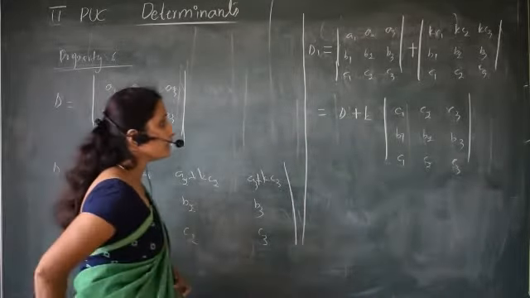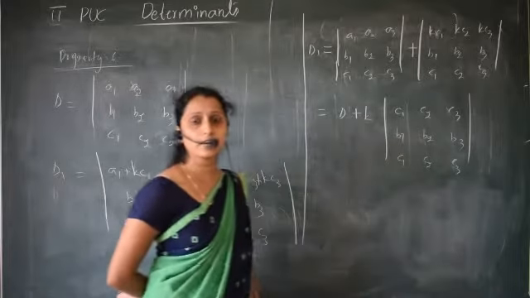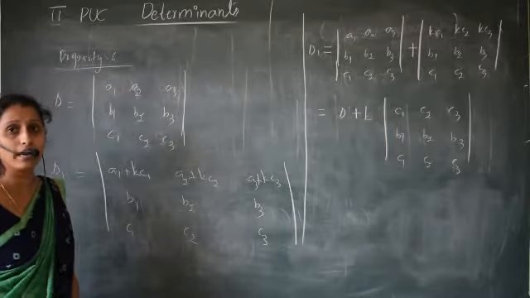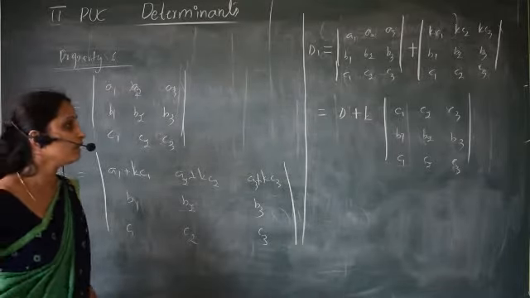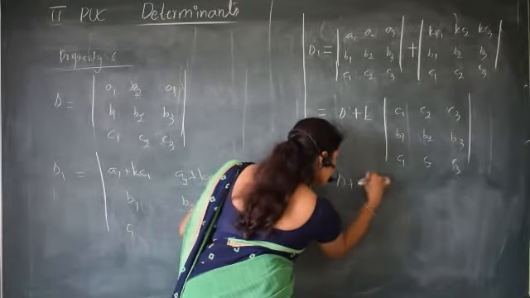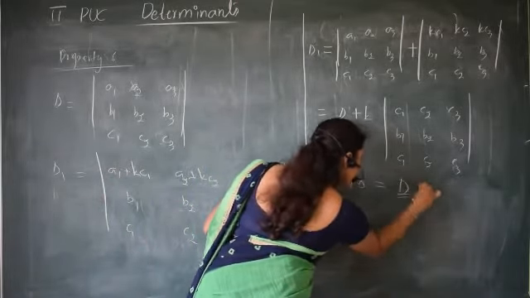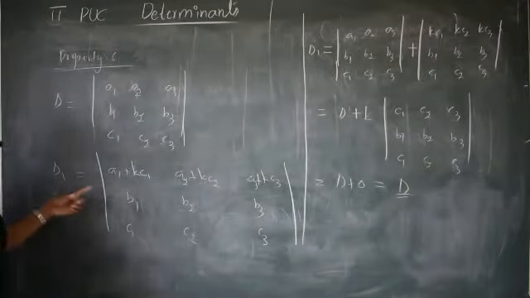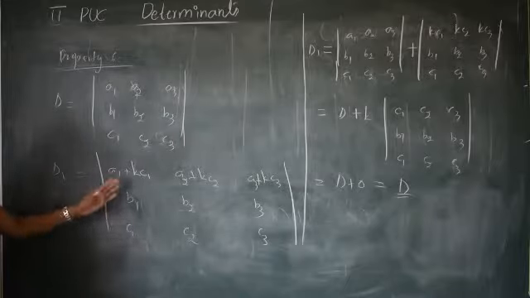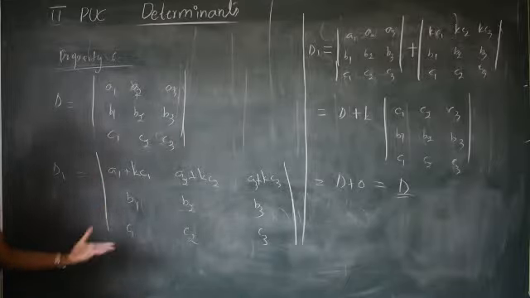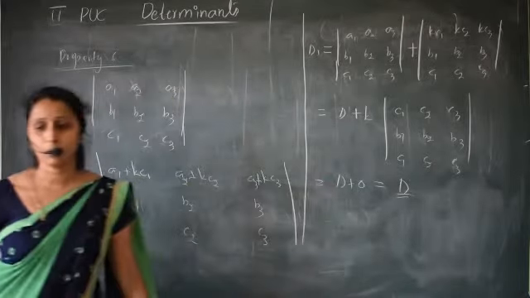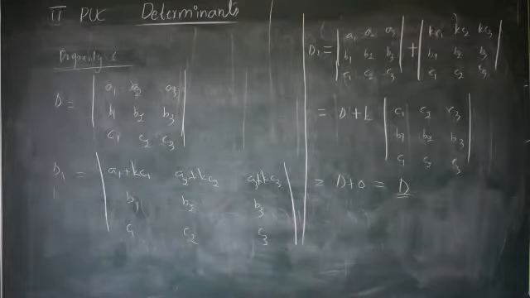Now we can see here the first row and third row are same, and we have property number 3: if any two rows or columns are identical, then the determinant value will be 0. So this will be equal to delta plus 0. So that is delta. If we write any row or column as a sum of equi-multiples of other rows, then the determinant value does not change. So this is property number 5.